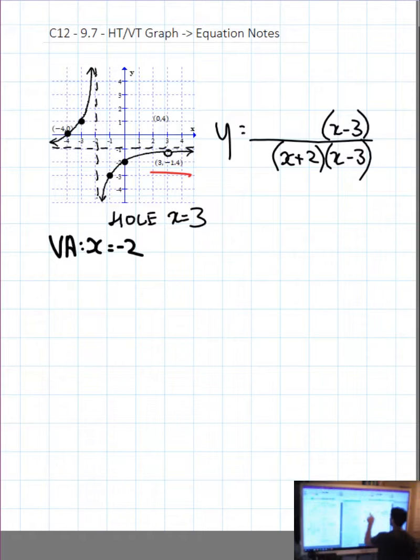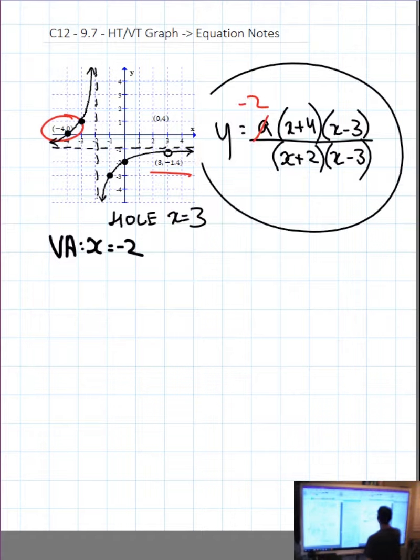Now we have an x-intercept at -4, so x-intercepts go on the top. I'm going to put x plus 4 on the top. And then again, I'm going to put my a value down. I'm going to choose a point on the graph. As you can see in the notes, we're going to substitute that in for x and y. Solve for a. We get -2. And that is our equation.